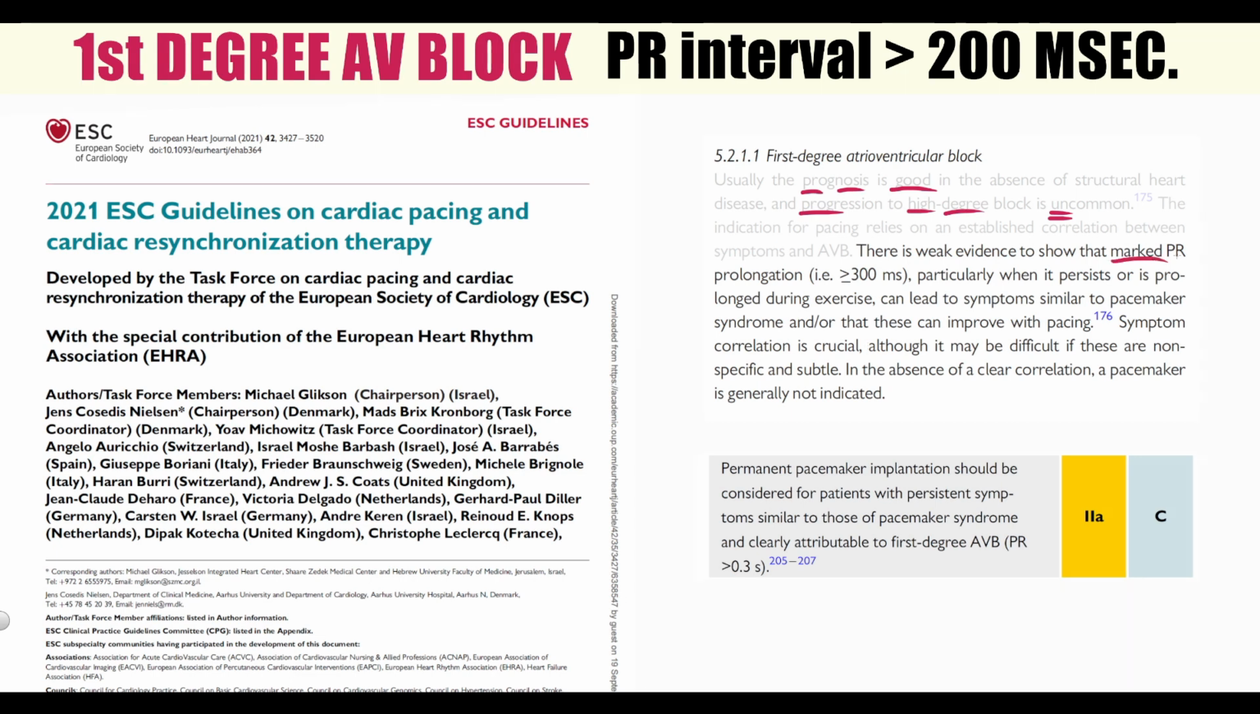But in case of marked PR interval prolongation greater than or equal to 300 milliseconds, particularly when it persists or is prolonged during exercise, it can lead to symptoms similar to pacemaker syndrome and can be improved by pacing, so in this case pacemaker implantation can be considered.